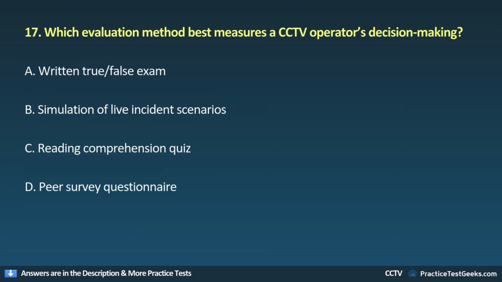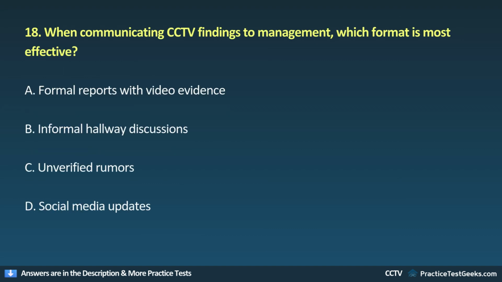17. Which evaluation method best measures a CCTV operator's decision-making? A. Written true-false exam. B. Simulation of live incident scenarios. C. Reading comprehension quiz. D. Peer survey questionnaire.